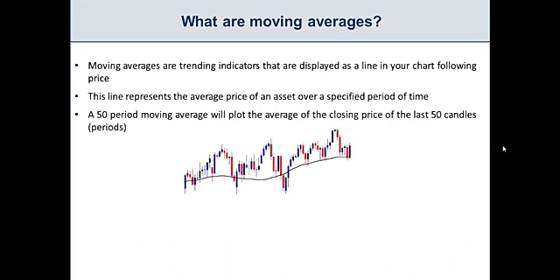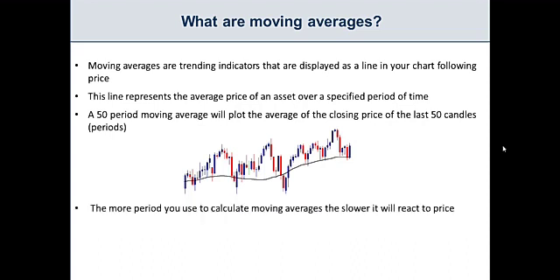Now, there's something you need to know about moving averages. You can choose the 50-period moving average as well as the 100, 200, and even the 1-period moving average. And the more periods you use to calculate moving averages, the slower it will react to price. This means that a faster moving average, meaning one that uses fewer periods to calculate the actual indicator, is going to react faster to price.